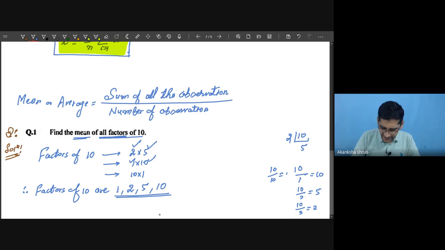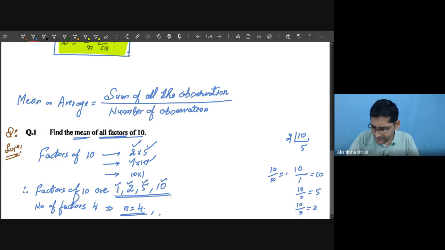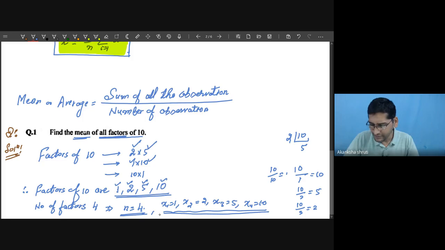How many factors are there? Number of factors: 1, 2, 3, and 4. Total 4. So this implies n is 4 here. And you may write x1 as 1, x2 as 2, x3 as 5, x4 as 10. Are you getting it? So what do we mean by x1, x2, all these things? It is like this.